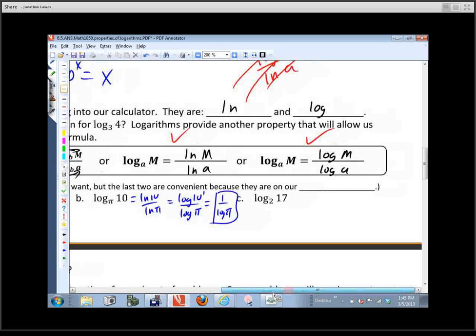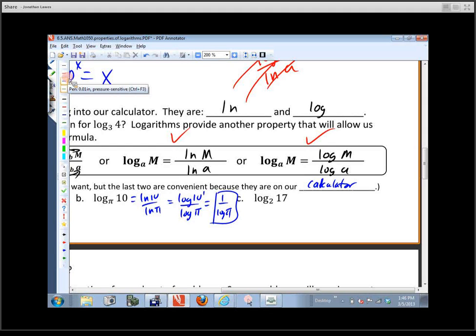Okay. Oh, and I didn't fill this one in. They're on our calculator. That's why we like to use those. Roughly, what would the answer be here? On this one? Oh, that 4.087. Yeah, we're expecting it to be a little bit bigger than 4, right? Because 2 to the 4th would be 16. So what did you say it was? 4.087. Okay?